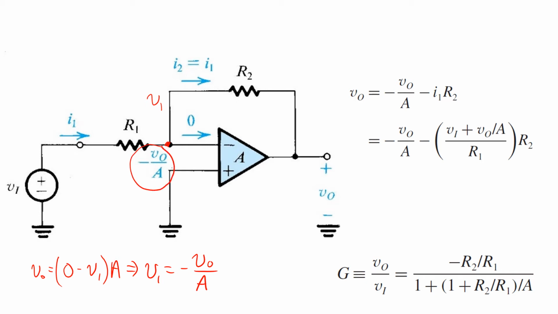Knowing the voltage there, we can now proceed to the rest of the analysis. The current I1 is equal to the voltage across resistor R1, VI minus V1, divided by the value of the resistance R1. We know the voltage V1 is negative VO over A. So we can substitute that in.